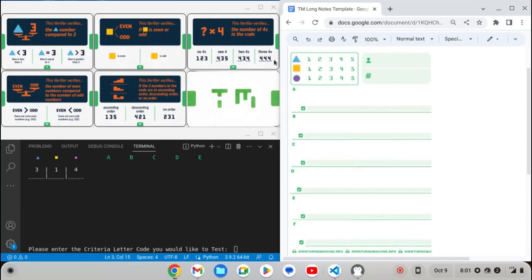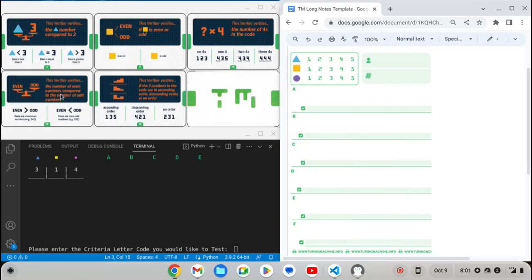Criteria card B looks at our middle digit, the square digit, and will let us know whether its value is an even digit or an odd digit. Criteria card C will take a look at our 3-digit solution, and the Turing machine will let us know how many of those digits are 4. Are there no 4s? Is there a single 4? Perhaps 2? Maybe even all 3 are 4.